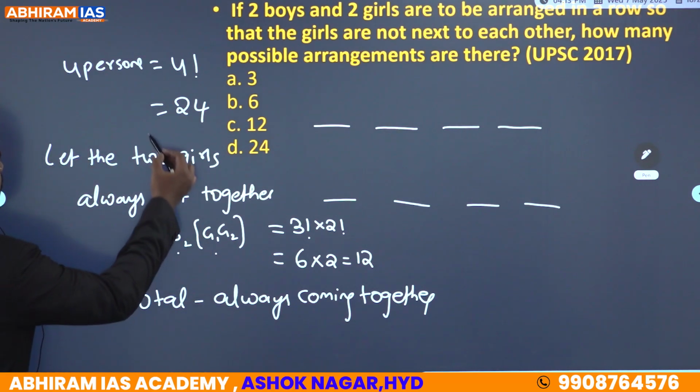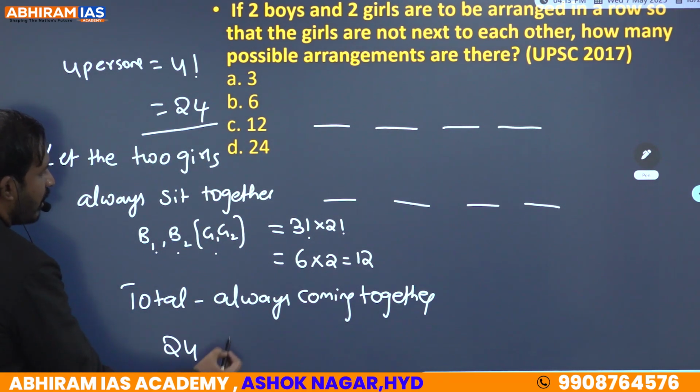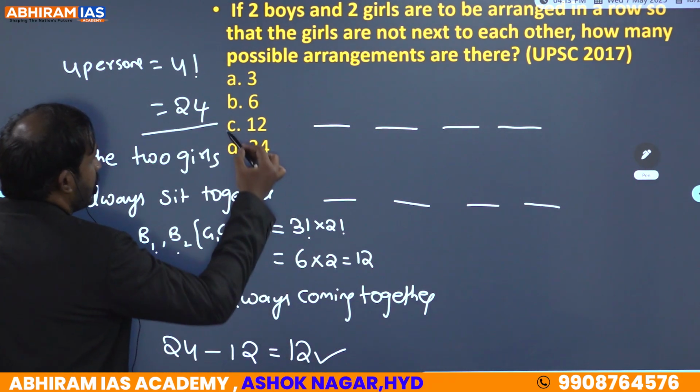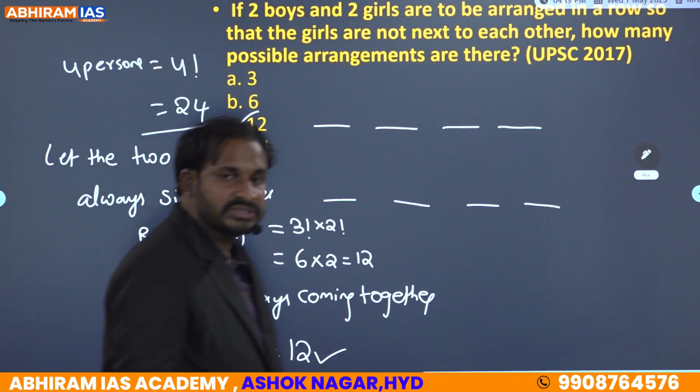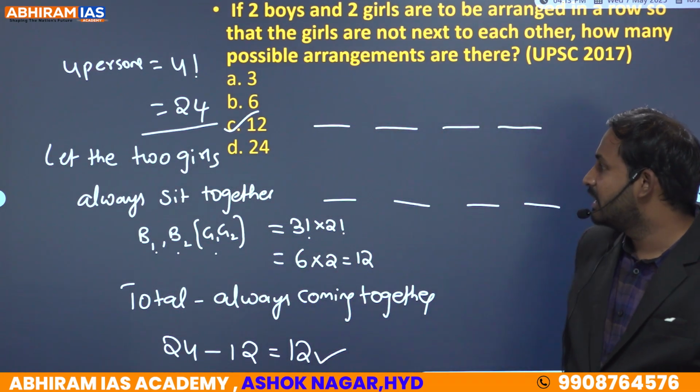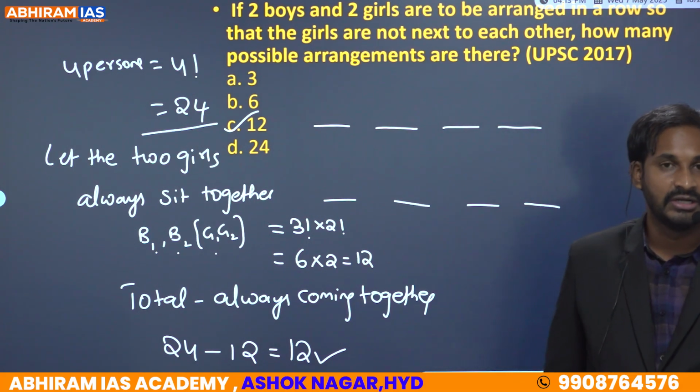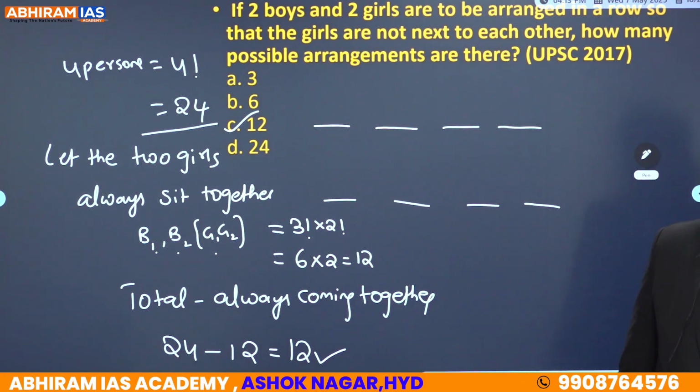Yes. What is the total number of ways? 24 ways. And always together means 12 different ways. So our answer here will become 12 ways. In 12 different ways we can arrange 2 boys and 2 girls, such that no 2 girls sit together. No 2 girls sit together.